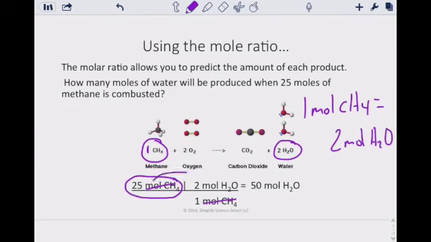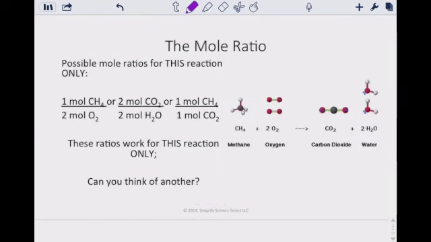And then we just multiply the top. 25 times 2 will give us 50. And that's what the mole ratio allows us to do. It gives us a ratio between reactants and products to help us predict how much of each thing we're going to have. So, possible mole ratios for this reaction only.